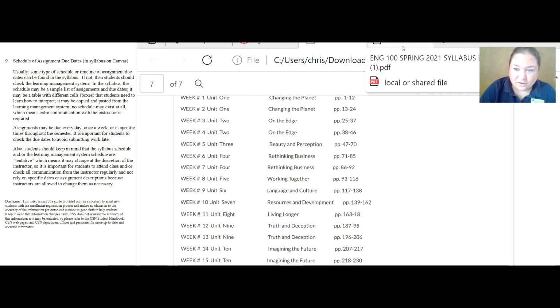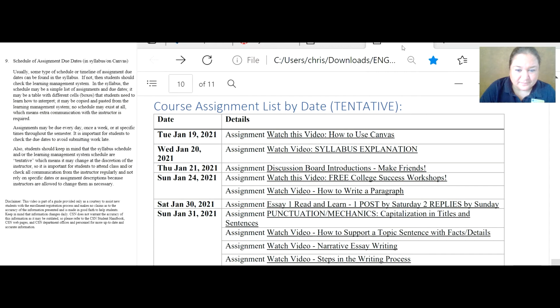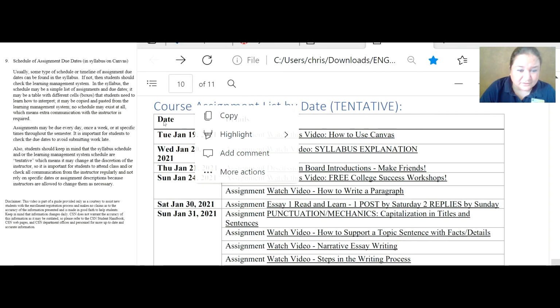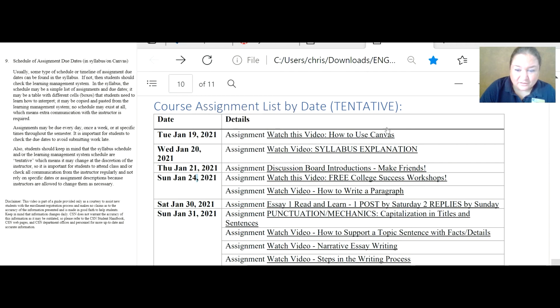Let's look at one more syllabus. This syllabus lists the due dates in a box or a table. It also provides links to different items. Some of these items may be videos, some may be discussion boards. And some may be assignment submissions or essays.